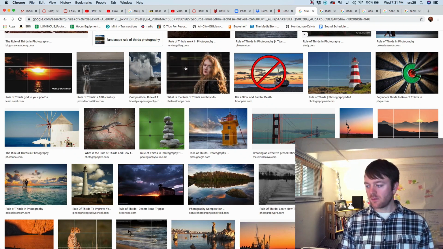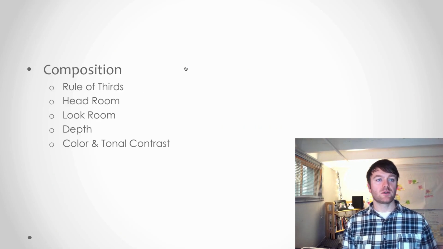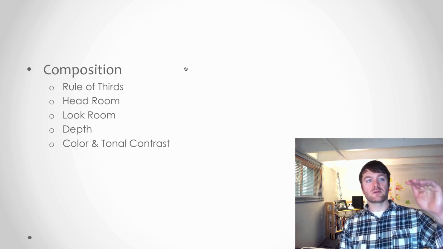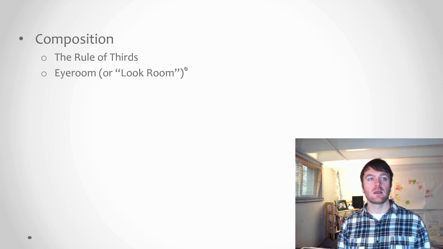So let me go. This is part of the PowerPoint that I would have shown you. So composition. Here's what I'm going through: rule of thirds, headroom, look room, depth, color, and tonal contrast. So rule of thirds: horizons, axes of objects or people, and eyes.